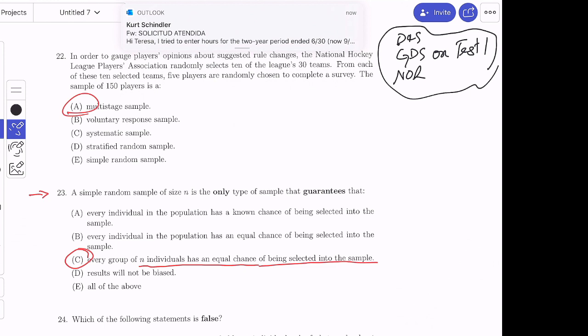All right. A simple random sample is a procedure used to select a sample of n objects from a population in such a way that each member of the population is chosen strictly by chance. The selection of one member does not influence the selection of any other member. Each member of the population is equally likely to be chosen, and every possible sample of a given size n has the same chance of selection. So that's your best answer. C.